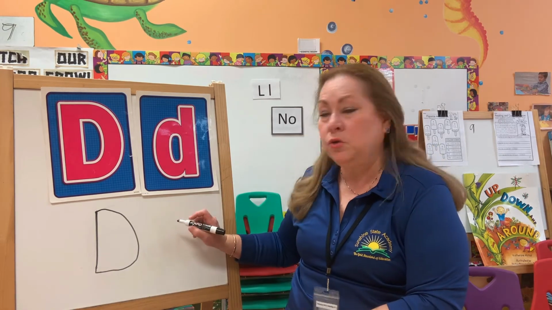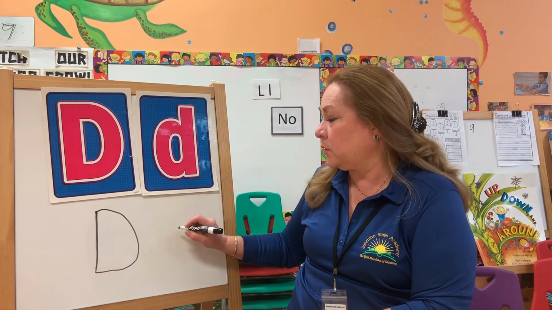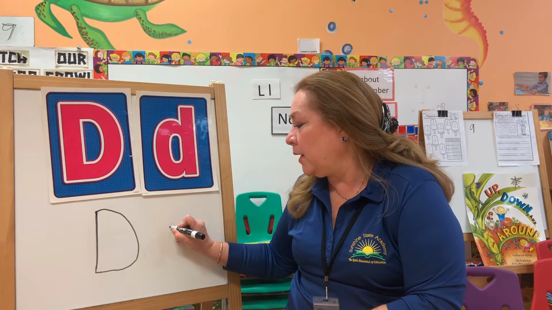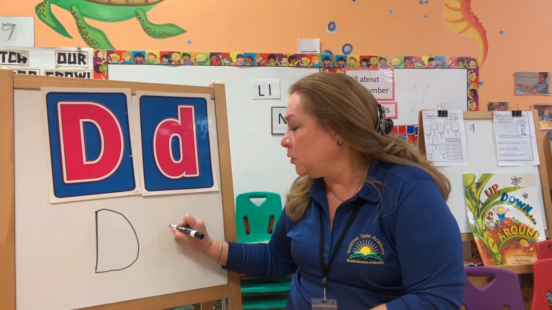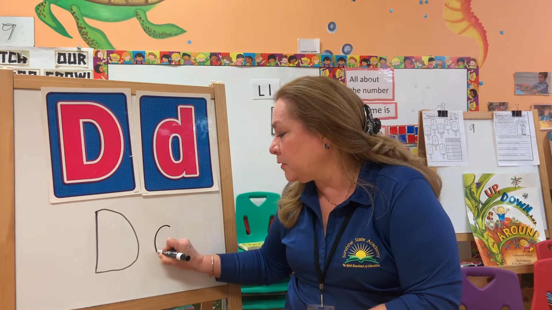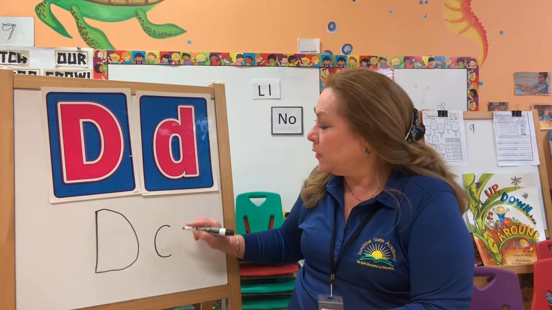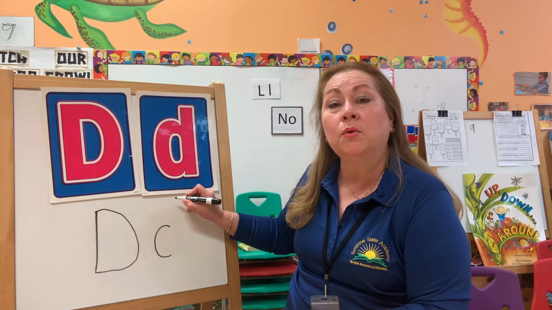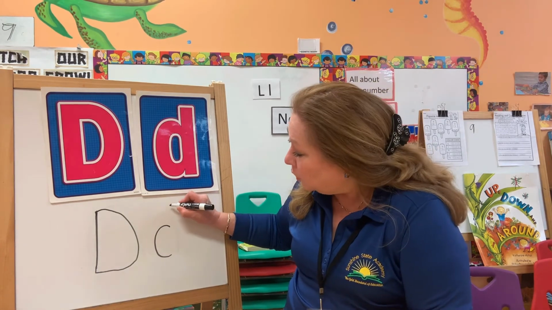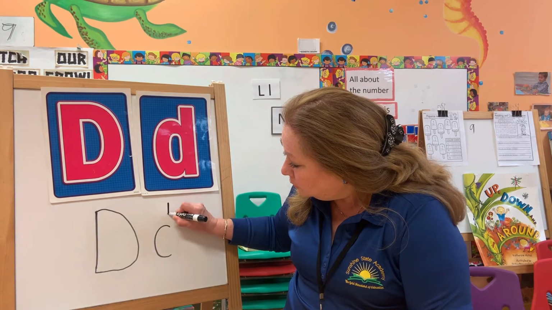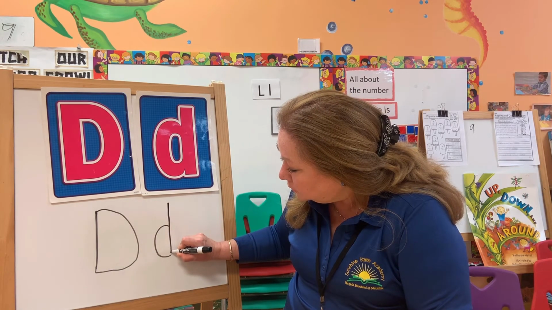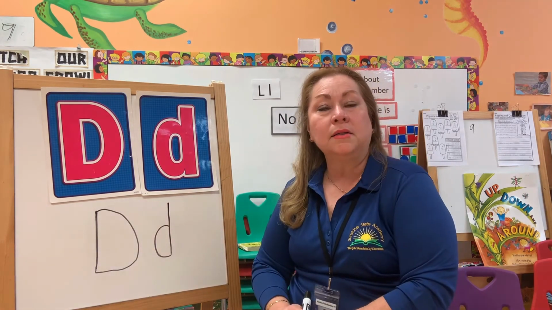Let's try with our lowercase letter. Very easy. Do you remember our lowercase letter C? We start in the middle and make a semicircle too, and we stop right here. That looks like a letter C. Now we make a straight line that starts on the top and goes down. And that's it. It's very easy.